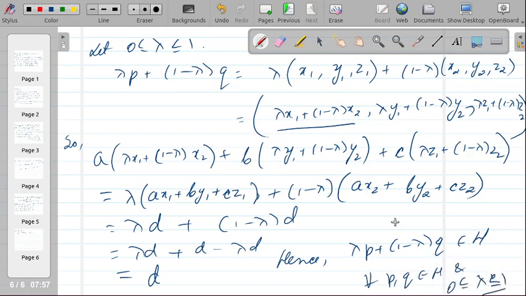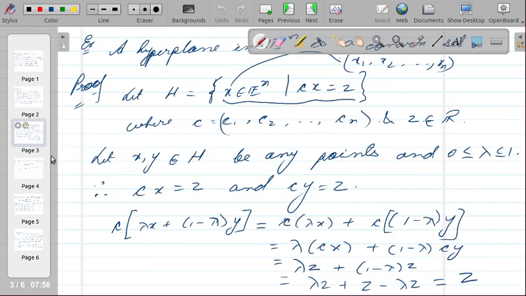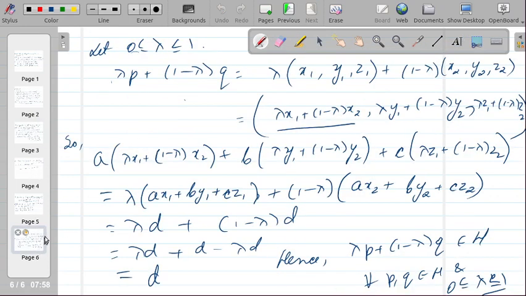So in particular for a hyperplane, even the straight line, because we have not used 0 less than or equal to lambda less than or equal to 1 anywhere. Actually we have proved that any straight line joining p and q is also inside this. But for convexity it is sufficient that the straight line segment joining any two points is inside. So in particular for a hyperplane, all points on the straight line joining any two points are also inside the same set.